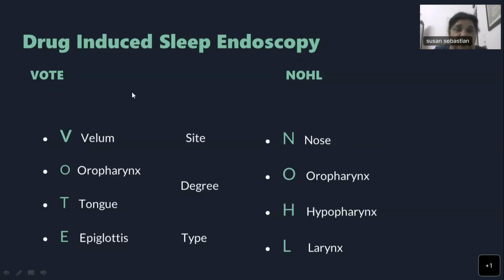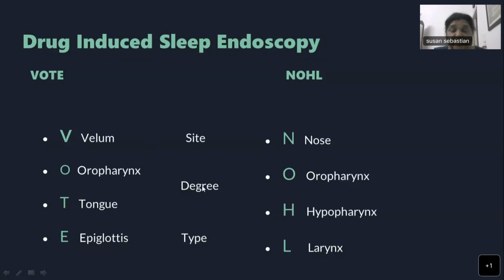Now, how to evaluate the drug-induced sleep endoscopy? There are two types of classification. One is the VOTE and the other one is the NOHL classification. The difference is in the sites. VOTE is velum, oropharynx, tongue, epiglottis. NOHL is nose, oropharynx, hypopharynx, larynx. So first we will assess the site of obstruction.